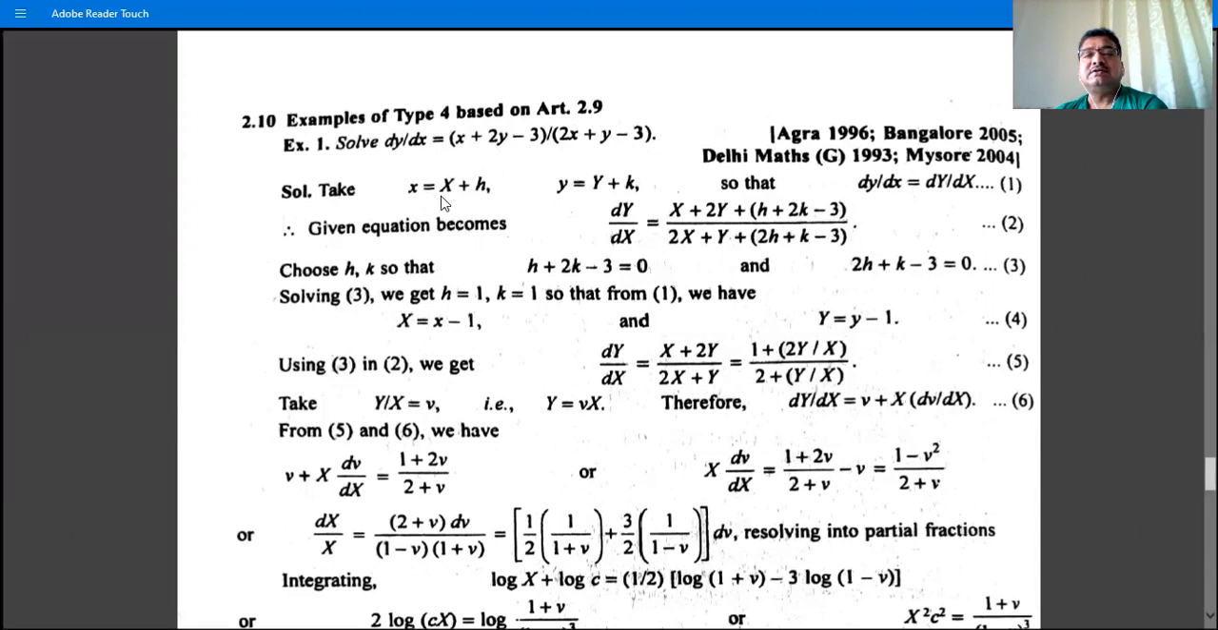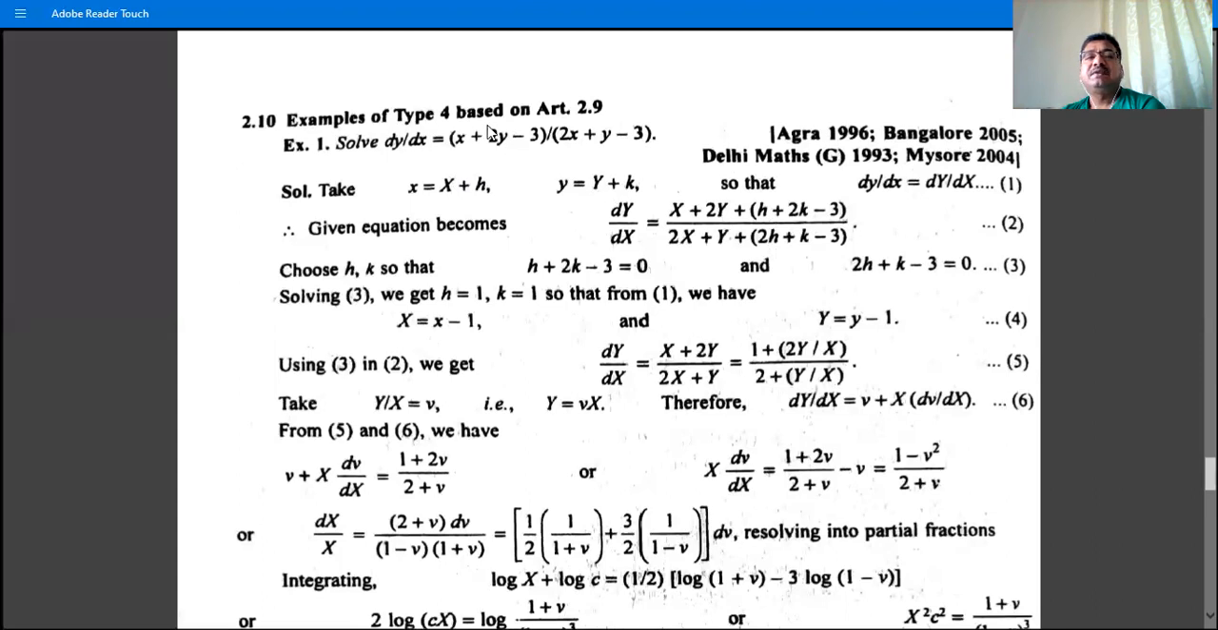So substitute small x is equal to capital X plus h, and small y is equal to capital Y plus k. Then dx is d capital X, since the derivative of h is 0, and small dy is d capital Y plus 0. And so dy by dx is equal to d capital Y by d capital X. So the given equation becomes, substituting dy by dx as d capital Y by d capital X, then substituting small x as capital X plus h and y as capital Y plus k.